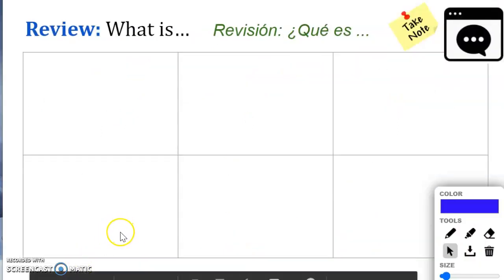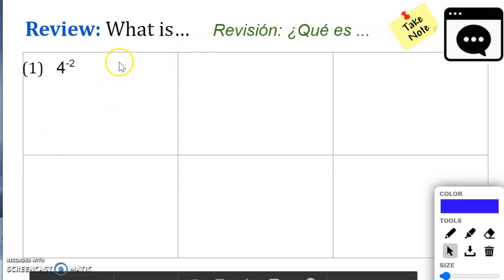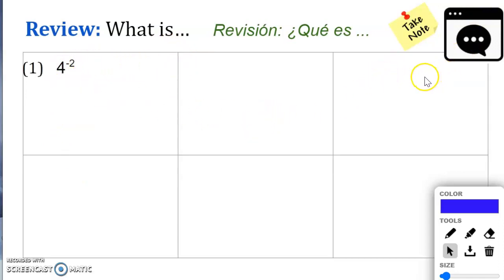Okay, now that we've quickly reviewed our exponents, let's see what you can tell me. I want you to try to do these problems. You're going to take notes and you're going to tell me in private chat, what is 4 to the power of negative 2? Okay, what is 4 to the power of negative 2?